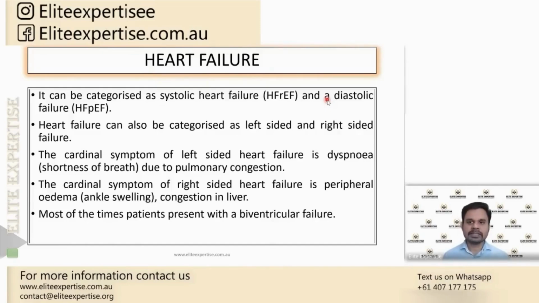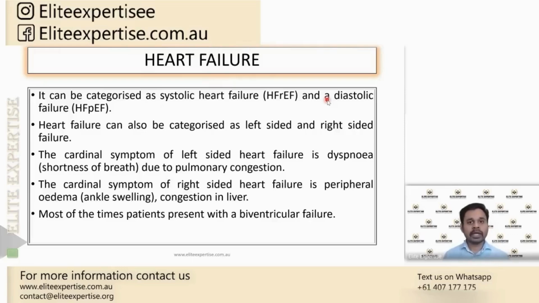Okay, so if the ventricles are not relaxed, then the ventricular chambers won't get filled with the blood properly. If the chambers are not getting filled, then the cardiac output will get reduced. Okay. So we can categorize the heart failure as systolic and diastolic heart failure.